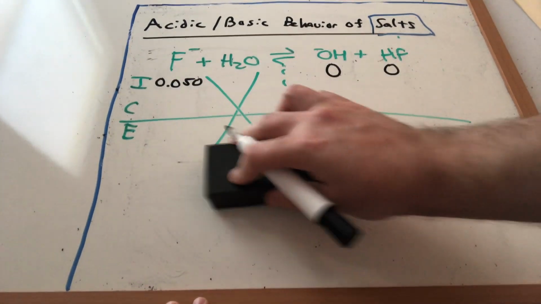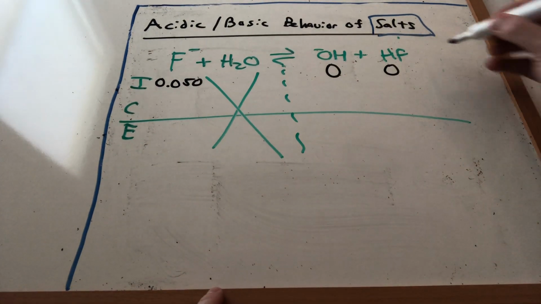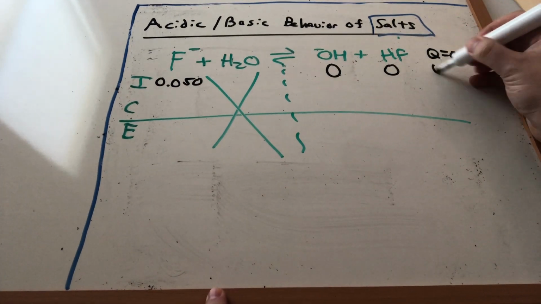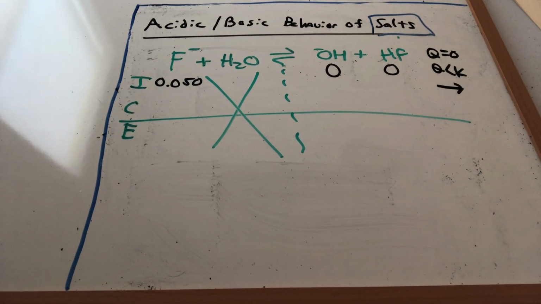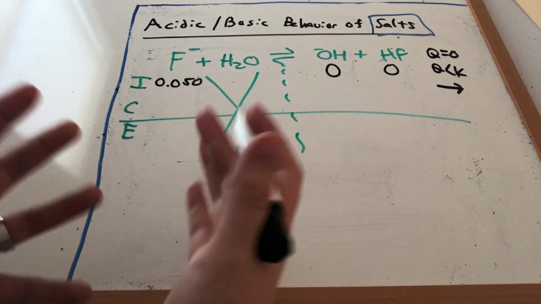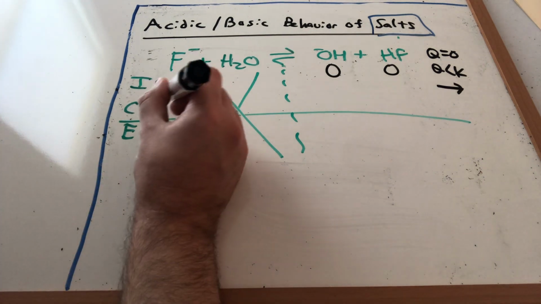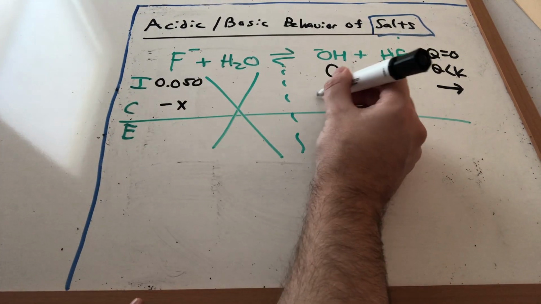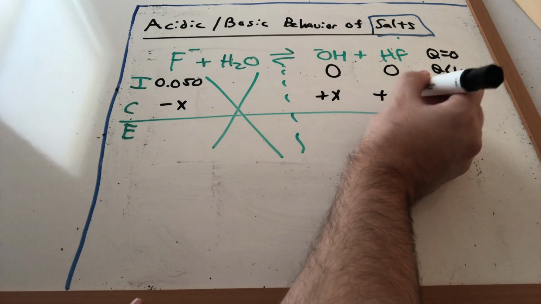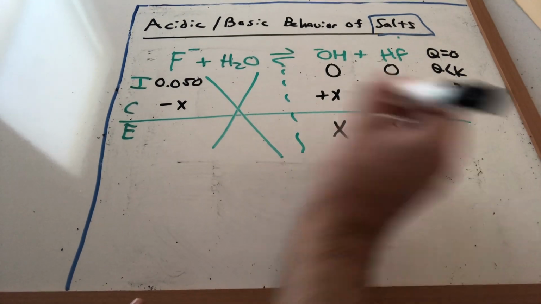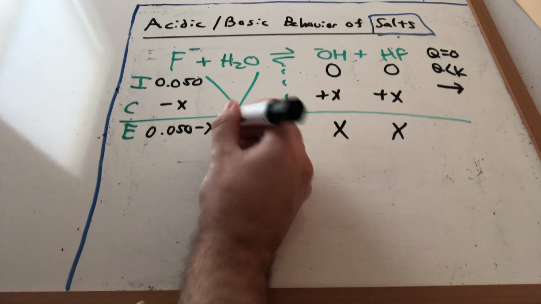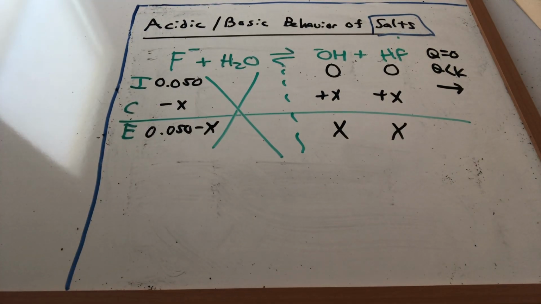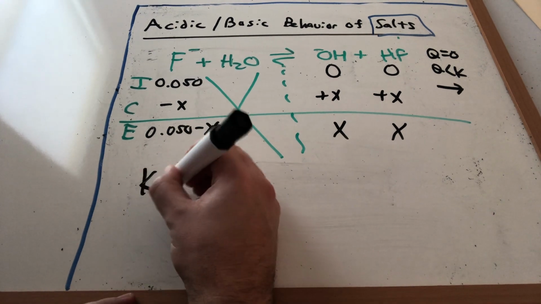Okay? So from this, we now have an ICE table. We do a Q versus K. We see that Q equals 0. Q is less than K. And where are we moving? Towards the product side. Again, this is the part where the ICE tables are actually easy, but it's about getting this correct setup. Okay, so I have this set up now, and all I need is a Kb to do this problem.